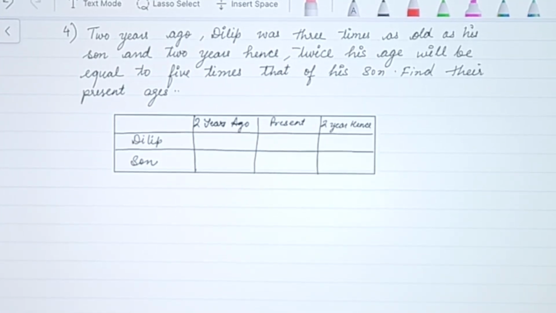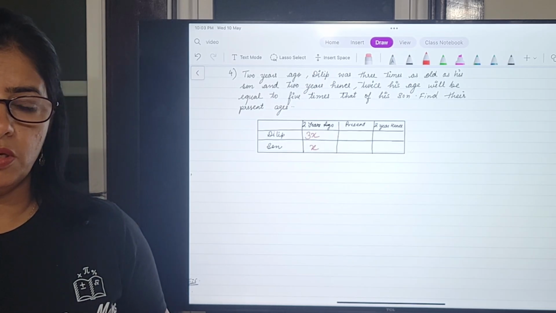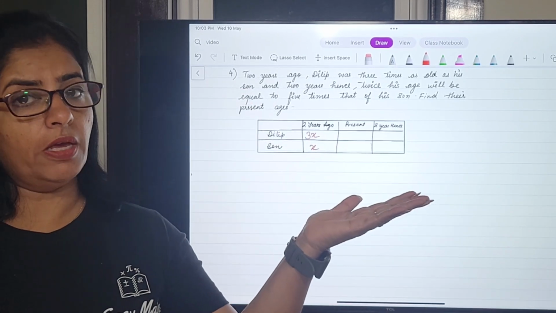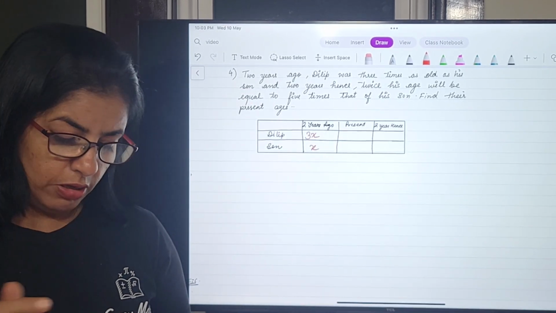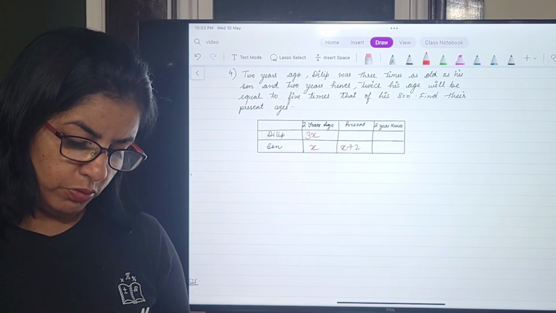2 years ago, Dilip was 3 times as old as his son. And 2 years hence, twice his age will be equal to 5 times that of his son. Find their present ages. Okay, so this has got 3 variables here. They have the present age, they have 2 years ago, they have 2 years after. So let's take 2 years ago. So first thing that you get, son was X, Dilip was 3 times that of his son's age, 3x. So 2 साल पहले यदि सन X का था तो आज कितना होगा? X plus 2 का होगा. By addition only we are going to get this value 3x plus 2.